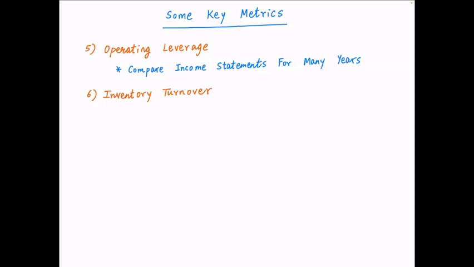The way you measure inventory turnover is, first of all, you have to figure out the total cost of goods sold. If I want to figure out how often I'm turning over my inventory, is it every 2 days or every 10 days or what, then I have to look at the income statement, because the income statement will tell me what my cost of goods sold is.